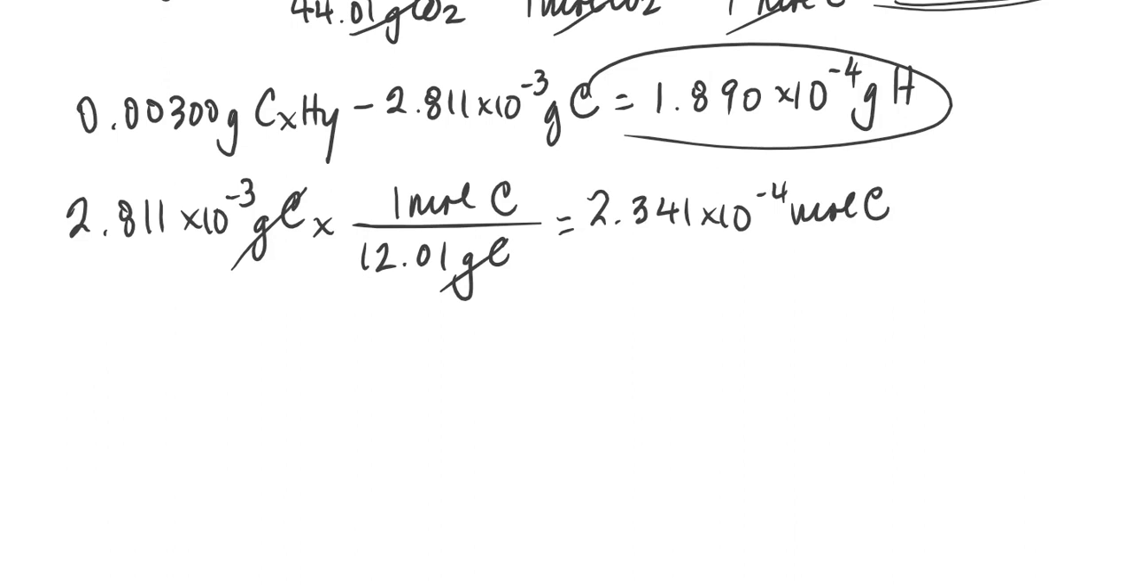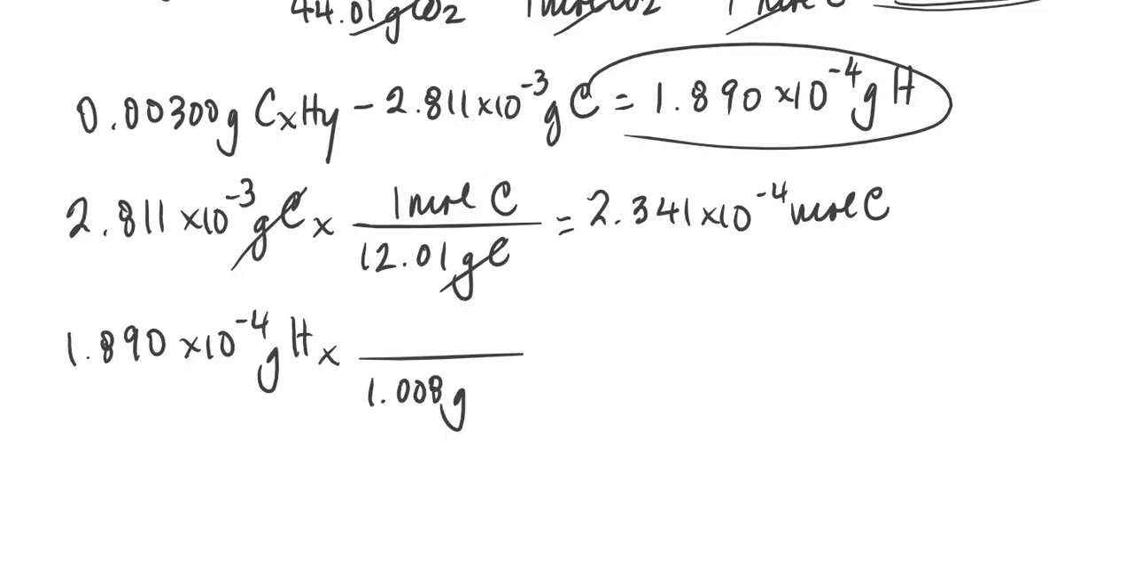All right, I'm going to convert the 1.890 times 10 to the negative fourth grams of hydrogen. Divide that out by 1.008 grams of hydrogen for every 1 mole of hydrogen. That comes out to 1.875 times 10 to the negative fourth moles of hydrogen.